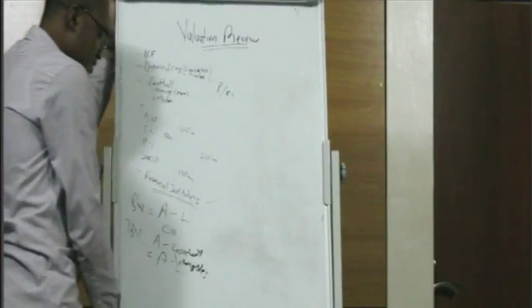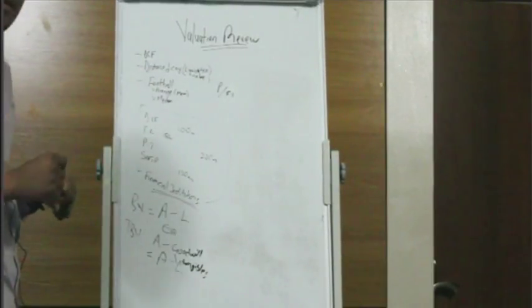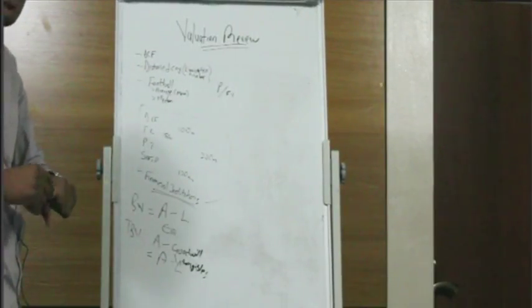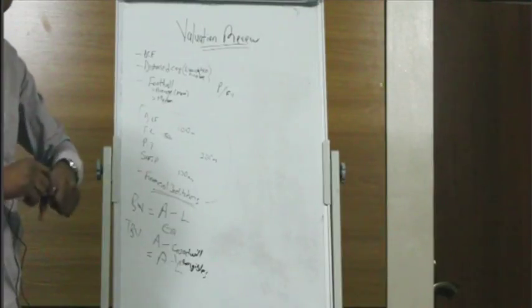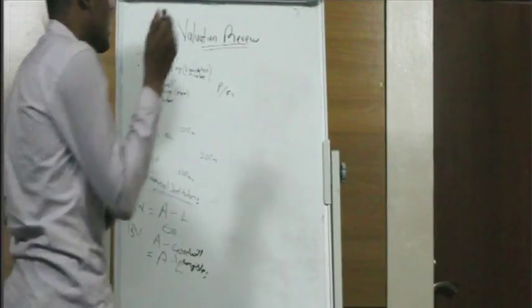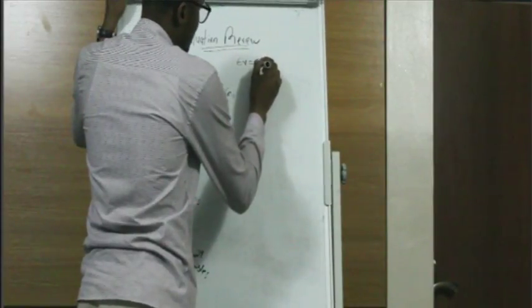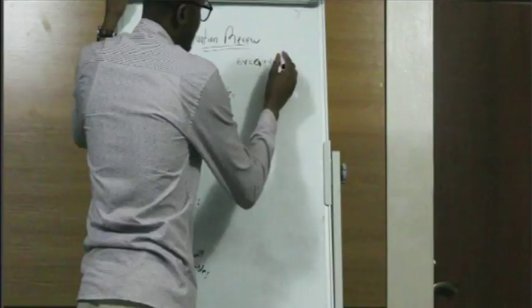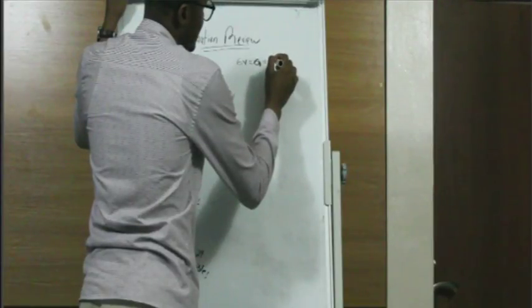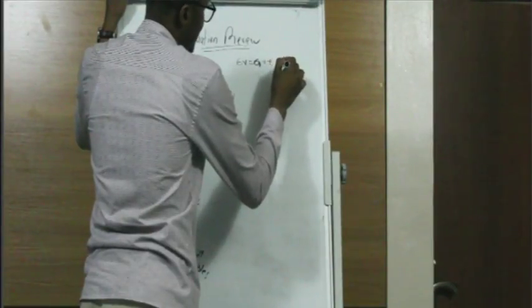First of all, what value do you get from a DCF? Like when you do a DCF, what value do you get? Do you get enterprise value? Exactly. And enterprise value is what? Equity value plus net debt. That's debt minus cash.